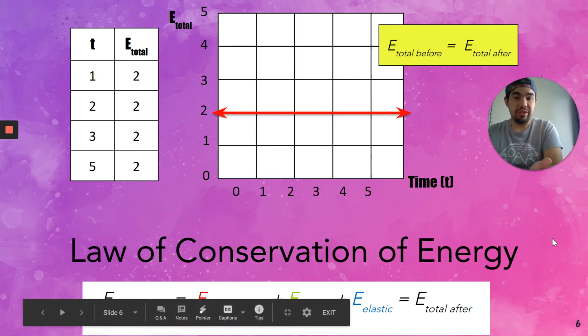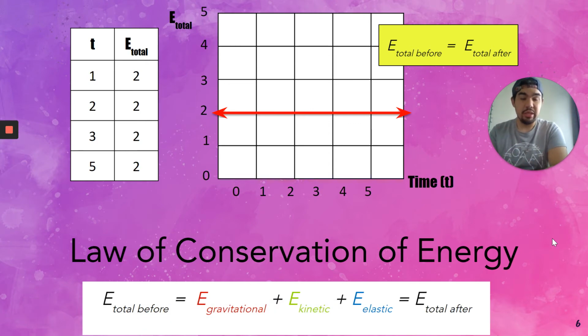Now again, this works for all types of energy, not just potential and kinetic. We can talk about elastic energy as well. We can talk about chemical energy. We can talk about electrical energy, what have you. It doesn't matter. All our types of energy combined equal the total amount of energy, and that total will not change throughout our entire system.